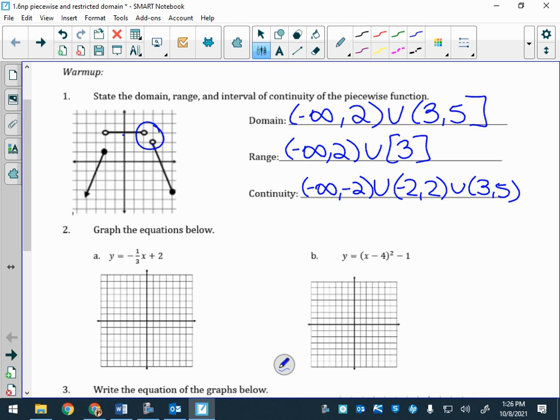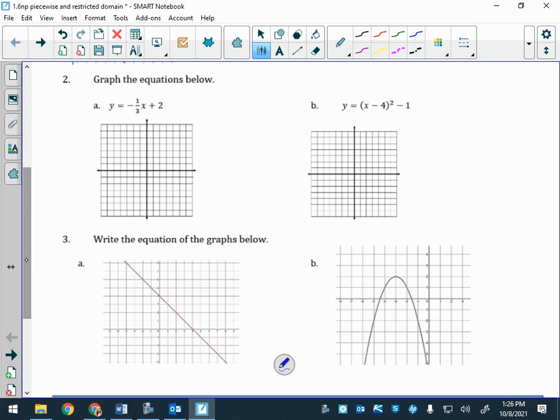Now, number 2, you had to graph these equations. So 2a, what type of graph is that? Linear, good. Where do I start? Graphing this, please. 2, and then what? Down 1 over 3. You could also go in the opposite direction. What's the opposite of down? What's the opposite of right? That's how you come up with your other points. Okay, our linear equation.